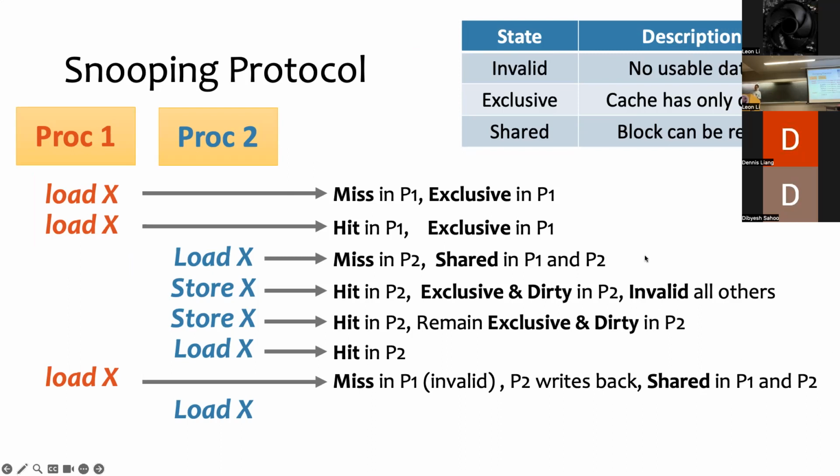All right. And now it's shared between the 2 processors and in a clean state. Finally, if I load from P2, it's going to be a hit, right? And nothing happened. Is it hard? We just haven't really practiced on this. It's not that hard. All right. So that's about the Snooping Protocol.